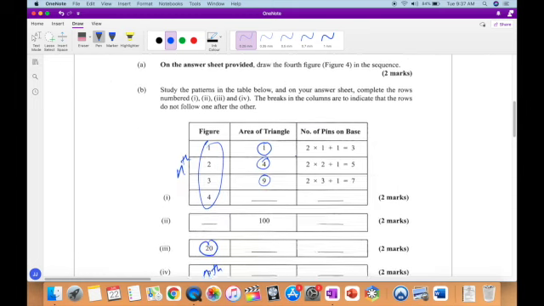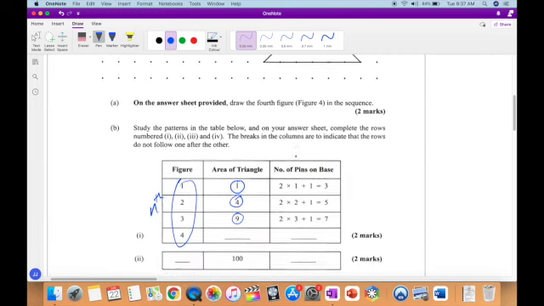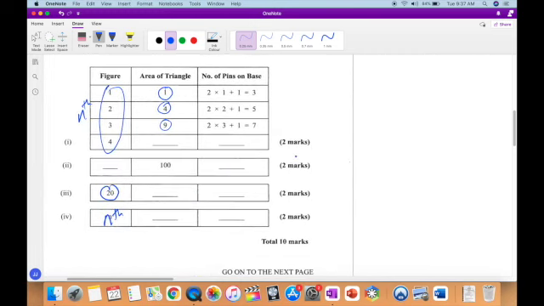And as I say, we don't really need to read the question or look at the diagram really, because the table actually describes everything for us, right? Of course, in exam, please read the question, right? But we can see here that we have one sequence for the area of the triangle that we have to find a formula for. And we have to find another sequence for the number of pins in the base that we have to find a formula for. Once we can find that nth formula, then we can actually work out any one of these questions here, right?